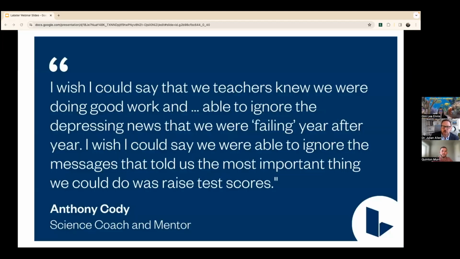There's this quote I found: "I wish that I could say that we teachers knew we were doing good work and able to ignore the depressing news that we're somehow failing year after year. I wish I could say that we were able to ignore those messages that told us that the most important thing we could do was to raise a test score." And I think about the other side of this equation.